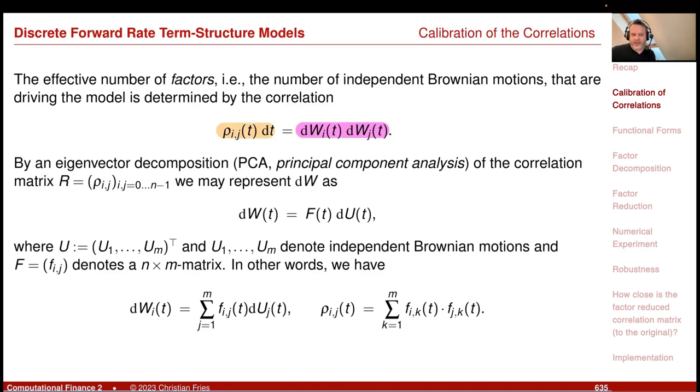In this alternative version, we used independent Brownian increments, dU_j. And of course, between the two there is a link. If I specify with the factor loadings F_ij dU_j, summed over all factors j from 1 to m, the Brownian motion, this means that dW_i should be equal to the sum of F_ij dU_j. So that means the correlation matrix rho_ij is given by the scalar product between F_i, being the i-th row of my matrix F, and F_j, being the j-th row of my matrix F.